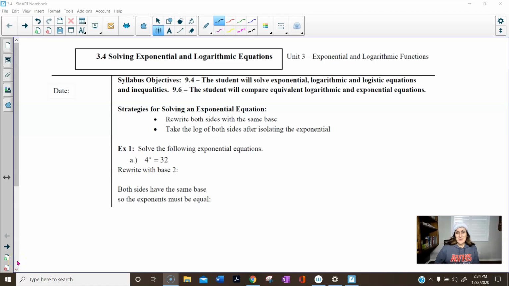Hi guys, so this is 3.4 solving exponential and logarithmic functions. In my opinion, this is a really fun section because we're using all our properties to actually solve. So I really like this section.